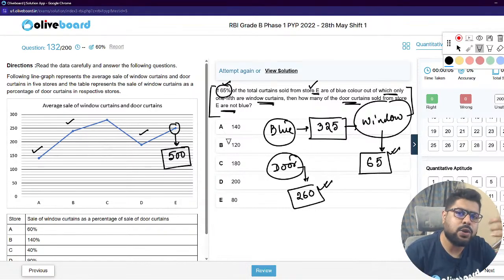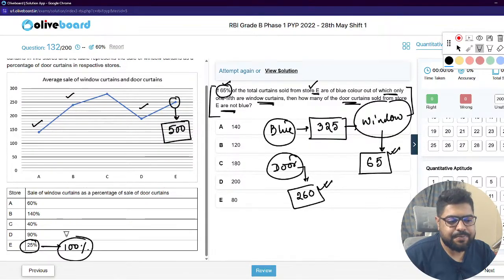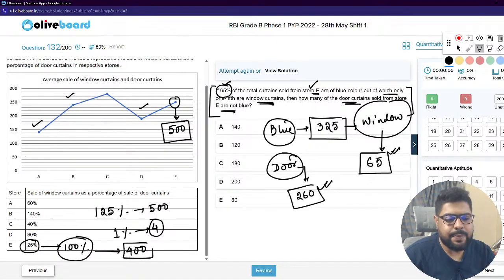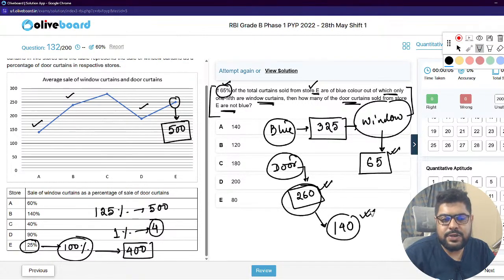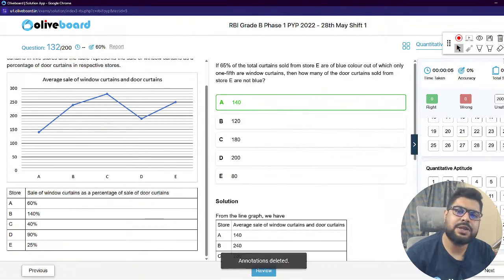Now, how many total door curtains were sold, sir, from shop E? Shop E, it is, sir, 25% are window curtains. If 100% is your door curtains. So, total is 125%, represents, sir, 500. So 1% is 4, sir. So, how many door curtains were sold? Sir, 400 door curtains were sold because 1% is 4, 100% is 400. Out of that, 260 is blue. So, not blue color, sir, 140. 400 minus 260. So, which is your option number A? Which is most definitely your option number A.